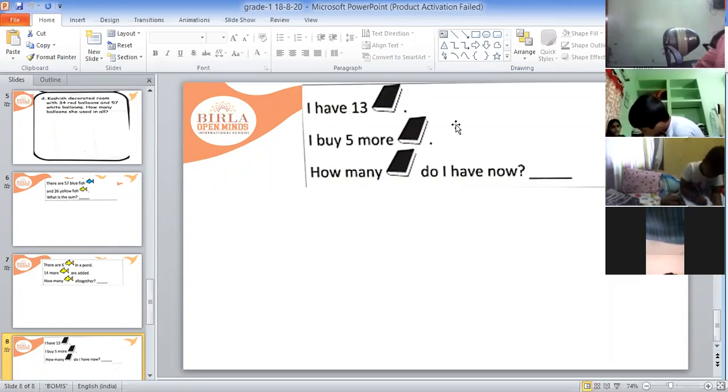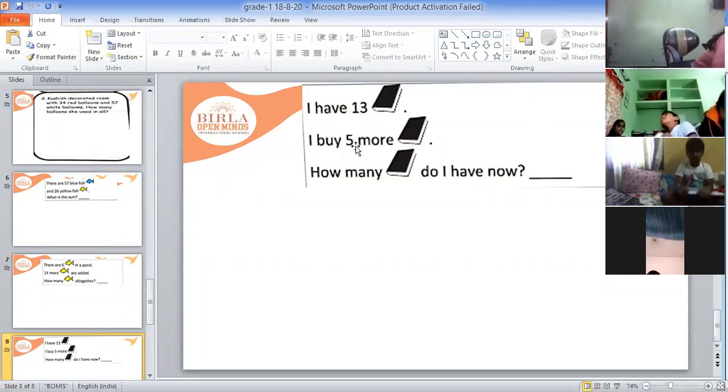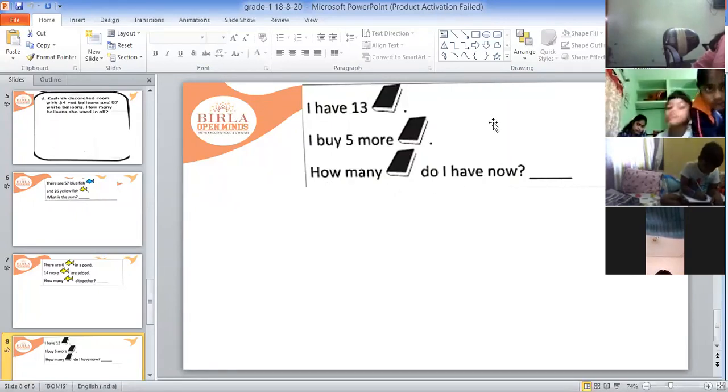Write this question and you have to write this word problem in a new page. This is a picture of a book, children. So you can write here book. I have 13 books. I buy 5 more books. How many books do I have now? Start writing this question.